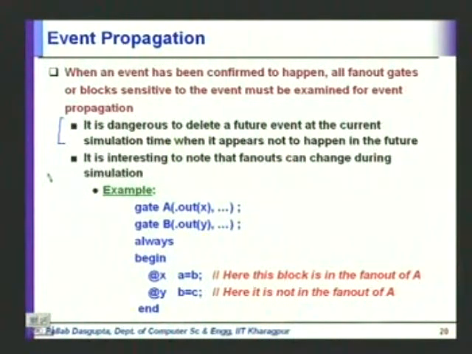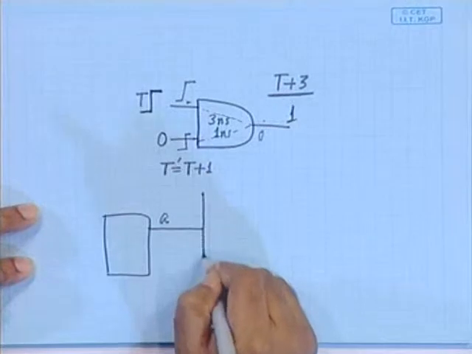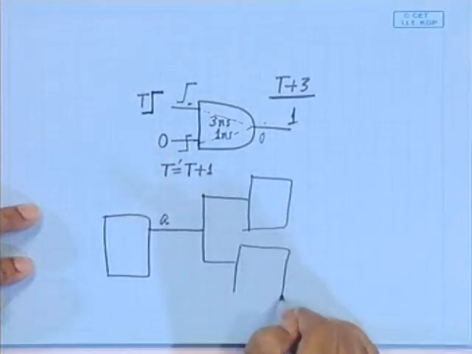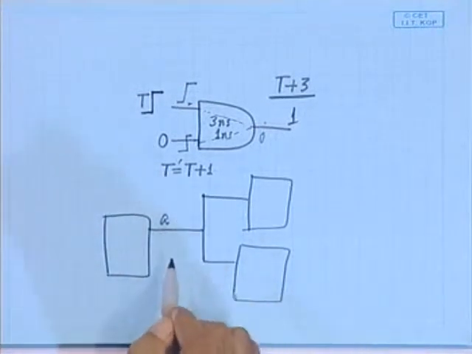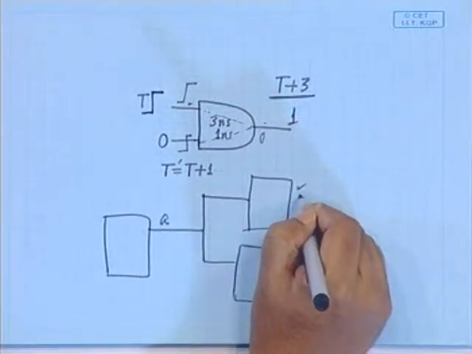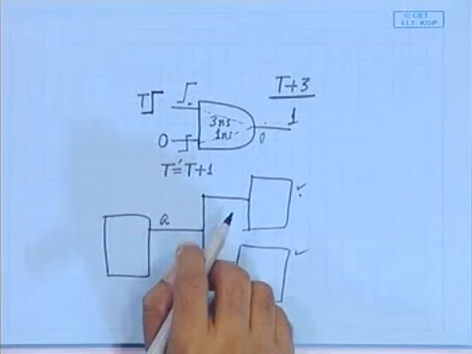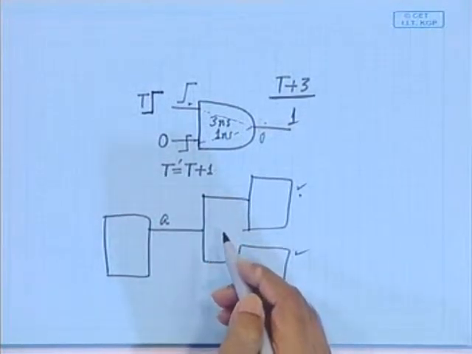The other interesting thing that we need to see is that fan outs can change during simulation time. So I have one block, and the signal that we have here, let us say A, is being used in two other blocks. You might be tempted to feel that whenever A changes, I need to evaluate both of these, because they are in the fan out of A. But what I am saying here is that it may so happen that at some point of time this block is sensitive to changes in A, and at some other point of time the same block may not be sensitive to A, which means that the fan out of A can change at different points of time.